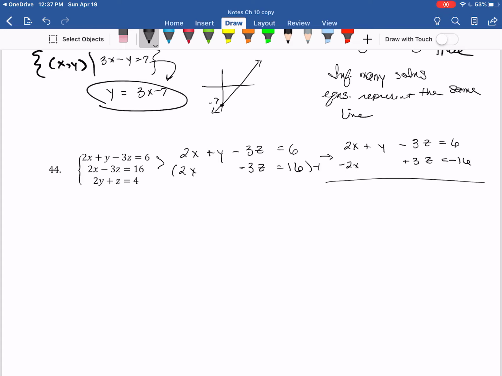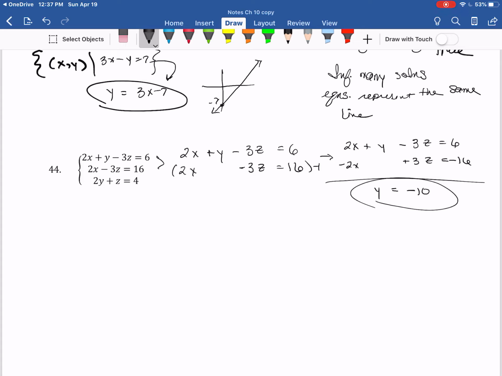So we end up getting y is equal to -10. And that was very convenient. That was a great idea because then I just figured out the solution for my y variable. Great. I'm 1/3 of the way there. I need to find x and I need to find z.